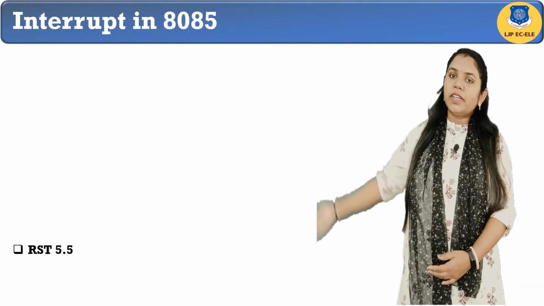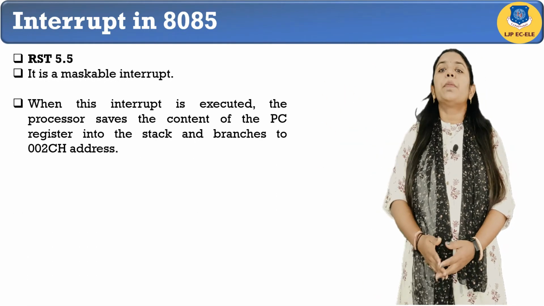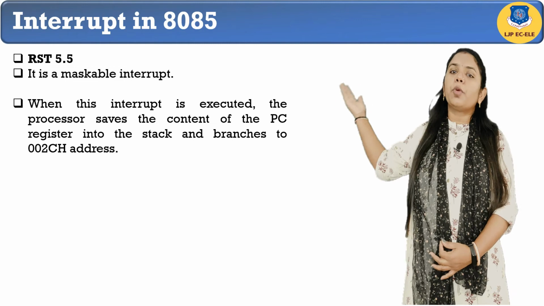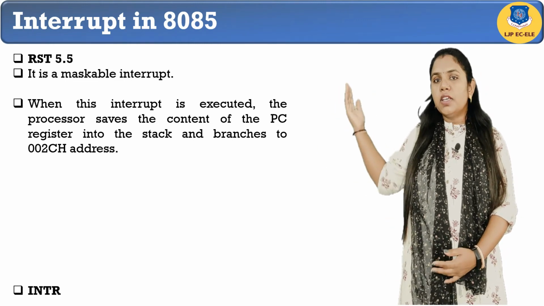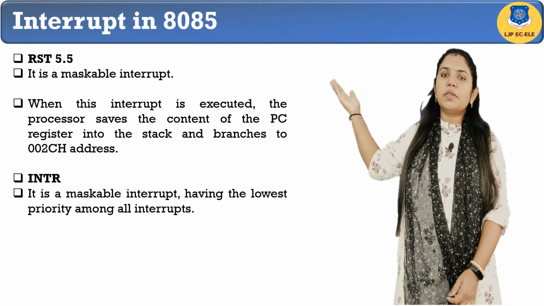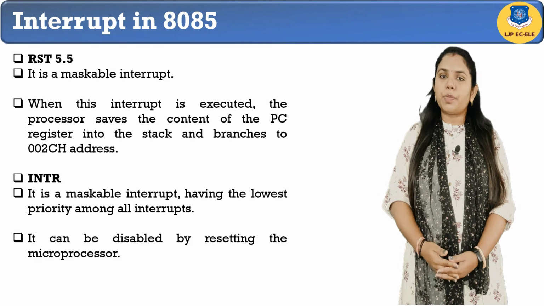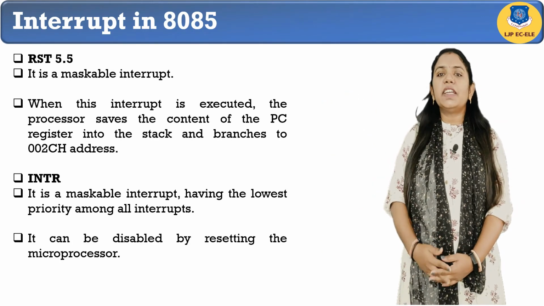RST 5.5. It is a maskable interrupt. When the interrupt is executed, the processor saves the content of the program counter register into the stack and branches to the 002C hex address. Next, INTR. It is a maskable interrupt having the lowest priority among all the interrupts. It can be disabled by resetting the microprocessor.